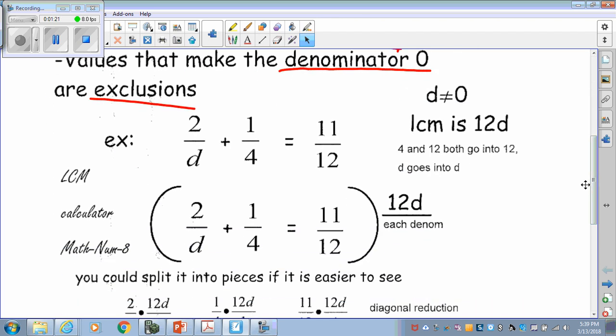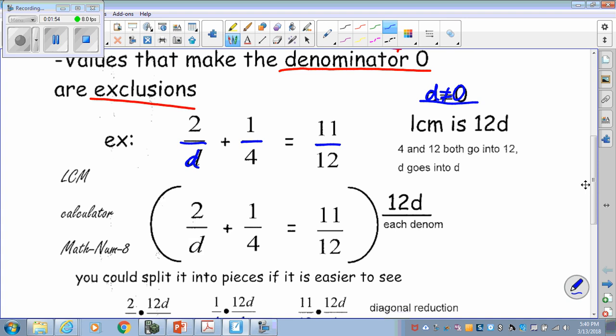So for example, if we have these fractions that we're adding together, these are rational expressions because they're fractions. First of all, we see this d in the denominator. I have 2 divided by d, and so d cannot equal 0, because you cannot divide by 0. So that's my exclusion. Now what I'm going to do is get rid of these fractions.